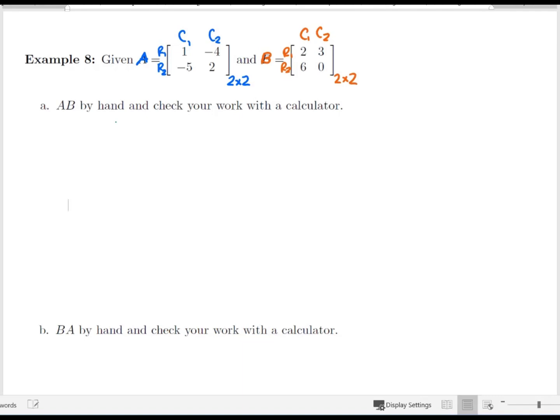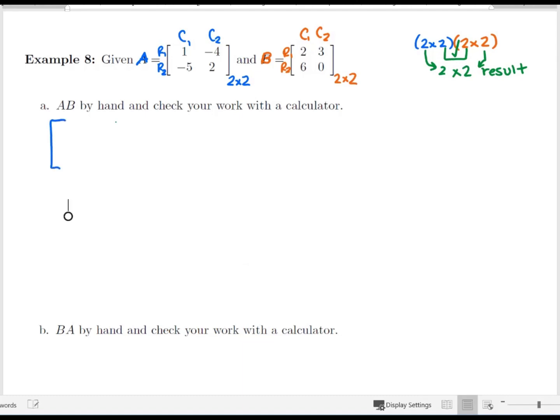So when we're checking to see if we can even multiply A times B, we line up their dimensions and make sure that the middle numbers are the same. If the middle numbers are not the same, you cannot multiply. But since they are, we take the outside to get the result of our final multiplication answer. All right, we're going to wind up with a 2 by 2. Let's go ahead and get into this.